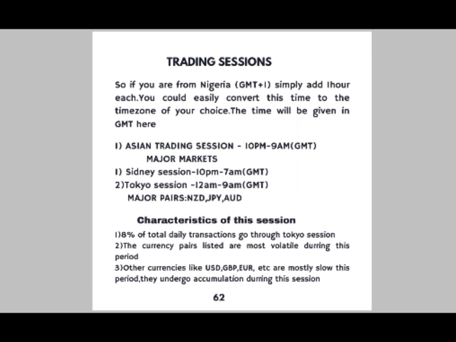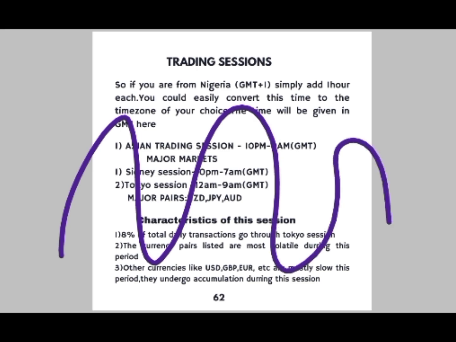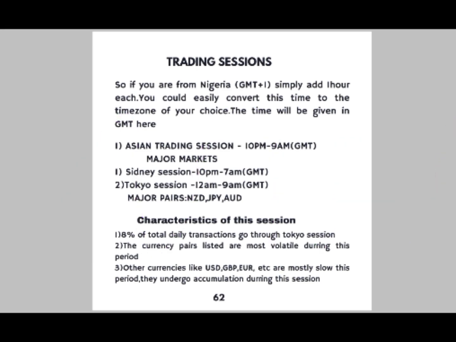But if you enter a trade with any pair that has NZD or JPY during this period, you're going to see that the market is going to move really well. So other currencies like USD, JPY, Euro are mostly slow during this period. They accumulate, mostly just going up and down during this period. So quickly, let's move on.